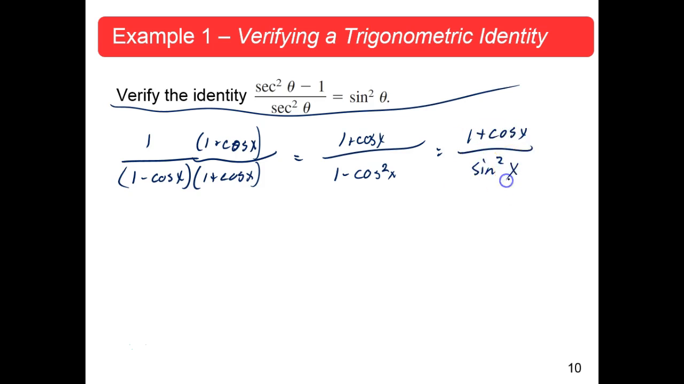Pythagorean identity. Okay. Now you've got a monomial in the denominator, and you can play around with that. You can say this is 1 over sine squared x plus cosine x over sine squared x. You can do lots of things with it. Or leave it just like that. That's fine too. But then you could make that a cosecant squared x. The other one would be a cotangent x times cosecant x. So, yeah, you could get it out of the denominator.